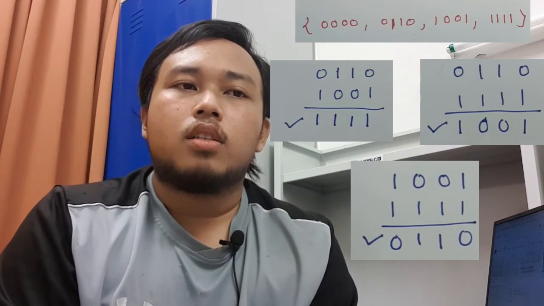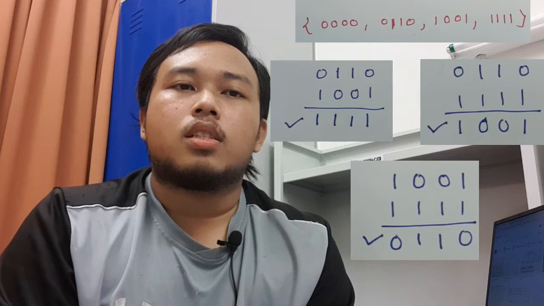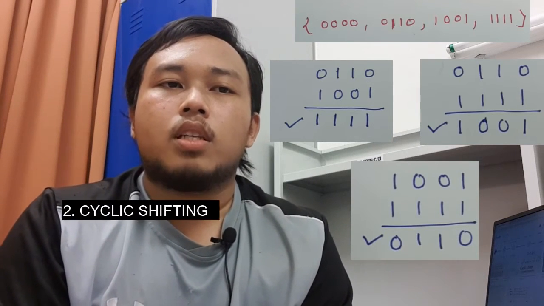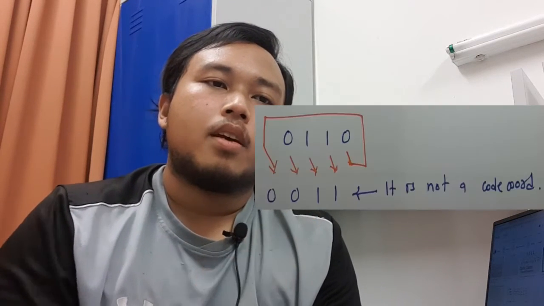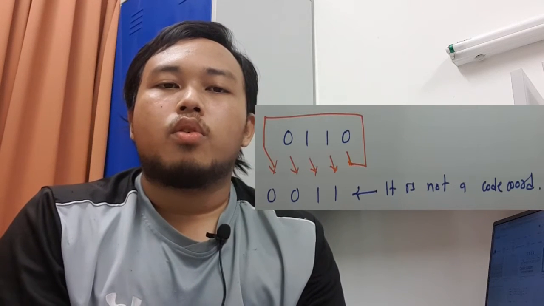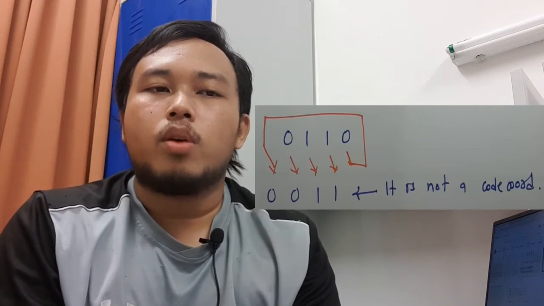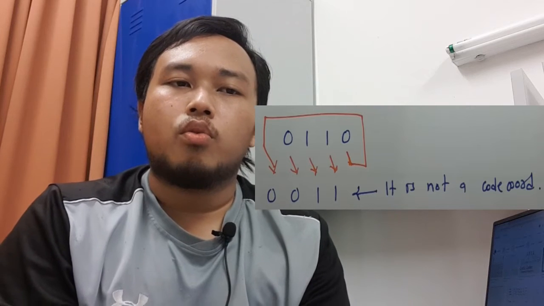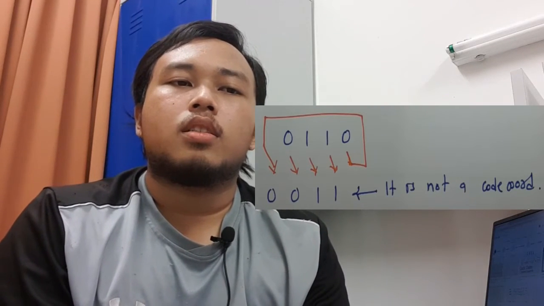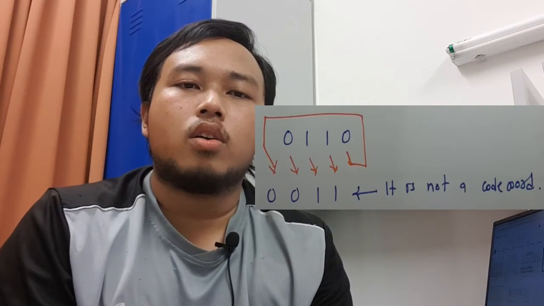After the first part is achieved, we must check the property of shifting. To check the property of shifting, as we can see here, 0110, when we shift it, it will be 0011. So this part is actually not a code word.